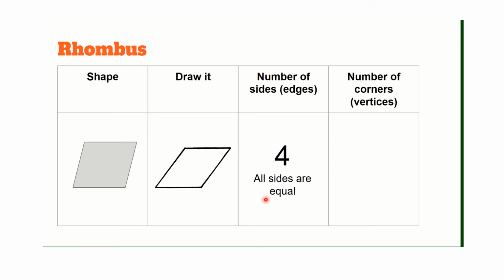And if we have 4 equal sides, that means we also have 4 corners. 1, 2, 3, 4. So we have 4 corners. Now, these corners are not square corners because these are all slanted, if you notice. They're not like the ones that we saw in a square. It doesn't have that square shape. These are all slanted and they're different sizes for the corners. So we need to know that they're just regular corners. So it has 4 equal sides and it has 4 corners.